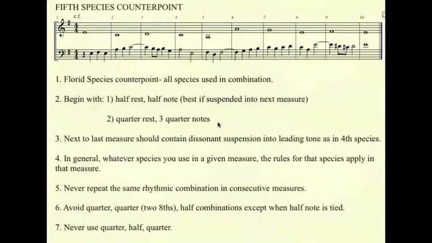Fifth species counterpoint. Rule number 1. Fifth species counterpoint is also known as florid species counterpoint, which means all the species are used in combination.